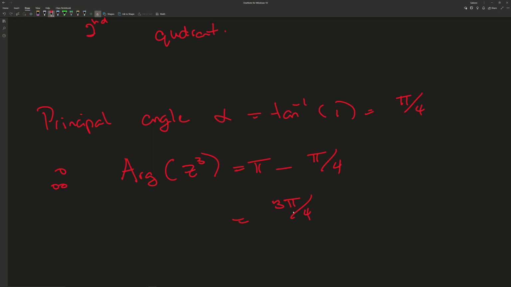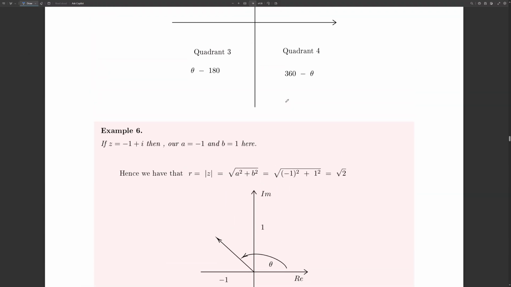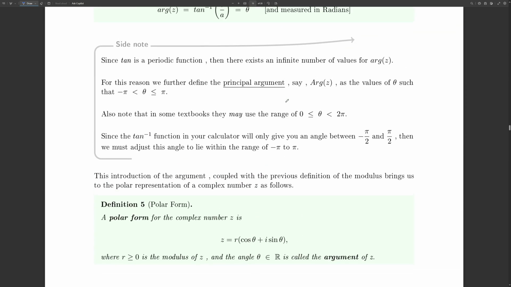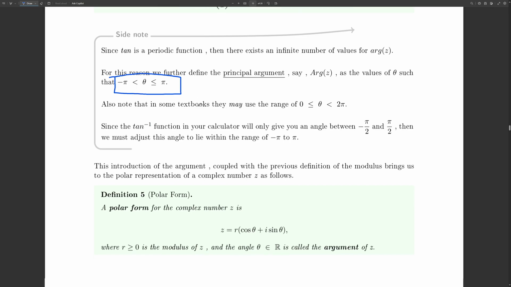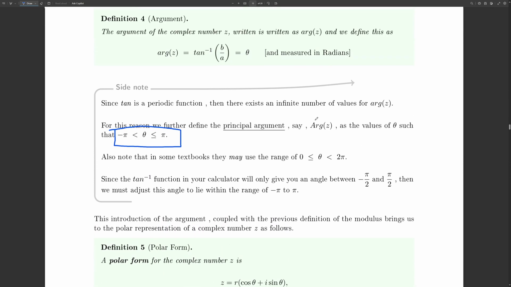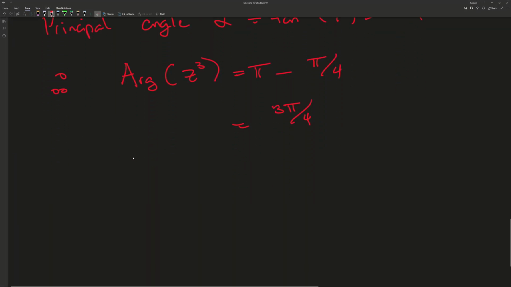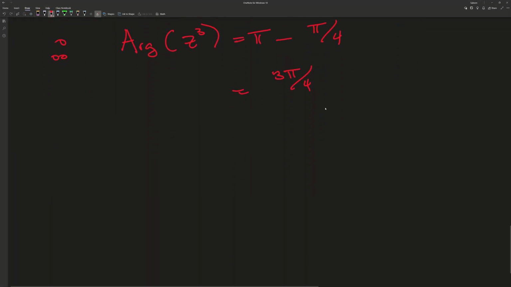Is this within our range, which we previously discussed? Let's go back to our notes again. What did we say that we need our angle between? Aha, look, it's here. On page number 12, we said that our principal argument must lie between negative pi and pi. So let's go back here now. Does this lie between that? So this lies within negative pi.